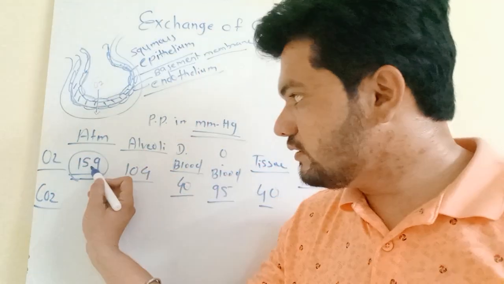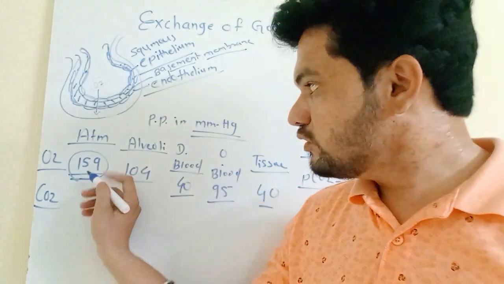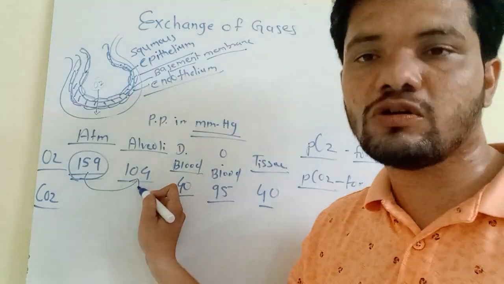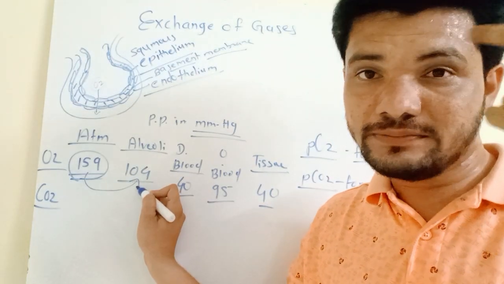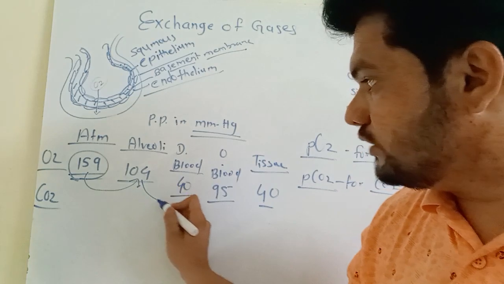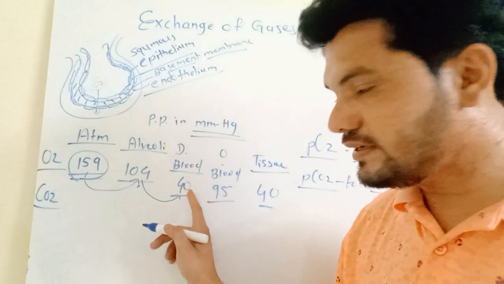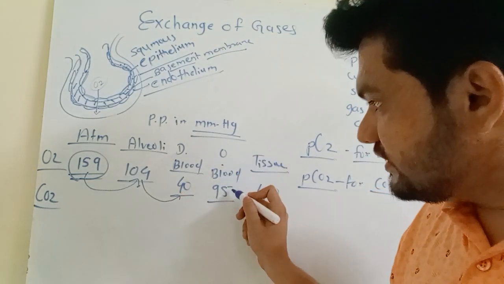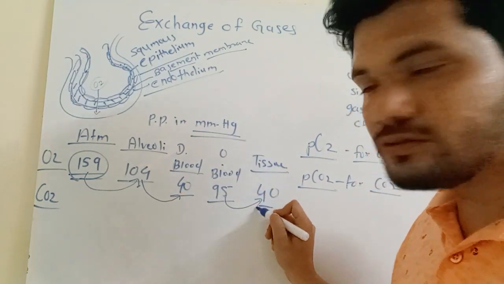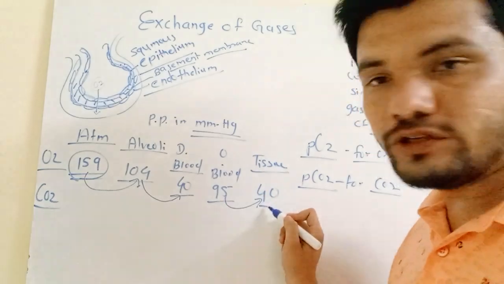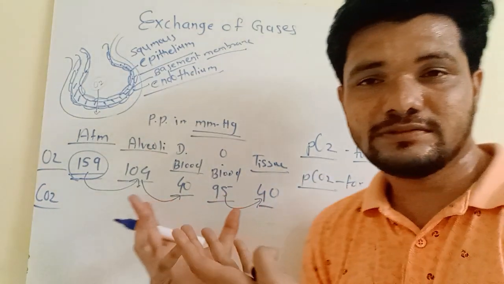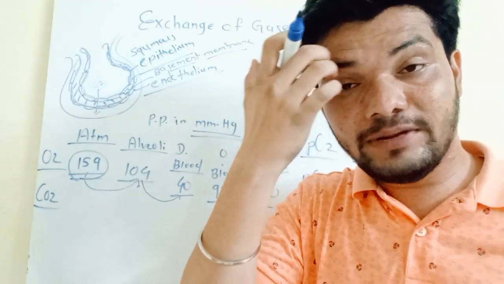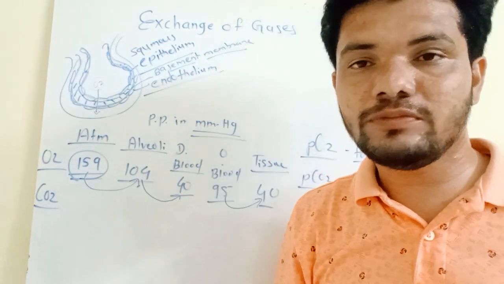In the atmosphere there is a lot more partial pressure, so from the atmosphere to the lungs or alveoli, the oxygen moves, right? Then from the alveoli to deoxygenated blood it moves because of the lower partial pressure. Then from oxygenated blood to tissues it moves from 95 to 40. Tissues require oxygen, so there it will be diffused, and ultimately it will be dissociated from the hemoglobin.